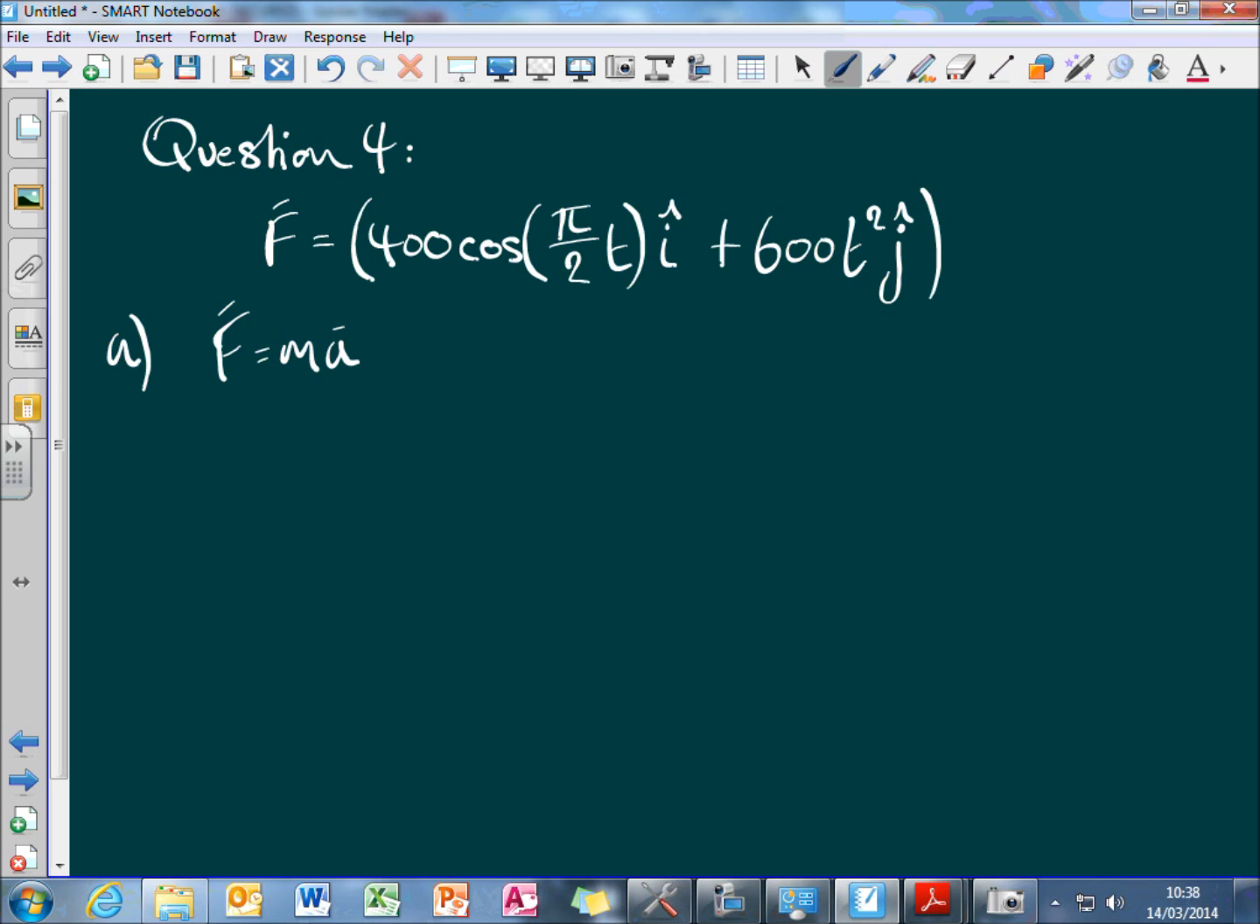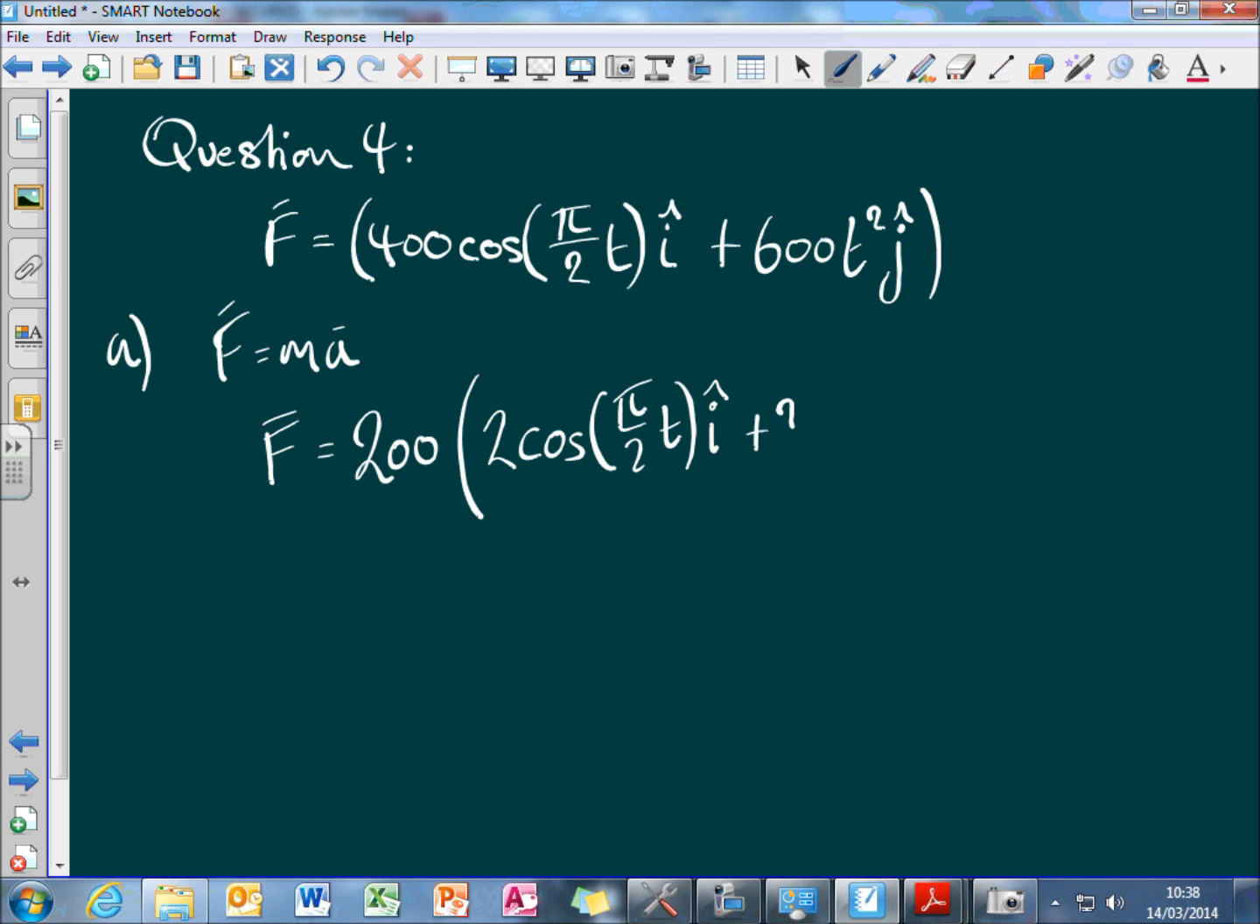They're both vectors there, and it says in the question that the mass is 200. So what I'm going to do is take this expression and factorise 200 out. So F is going to be 200, which is the mass, and then inside the bracket I'm going to get 2 cos(pi over 2 t) for the i component, and then plus 3t squared there. Is that right?